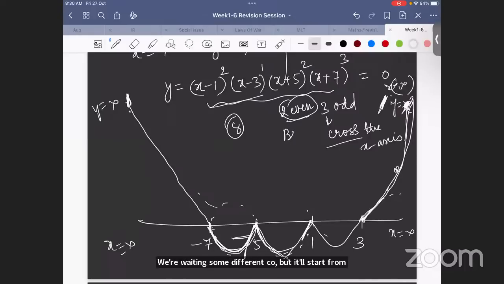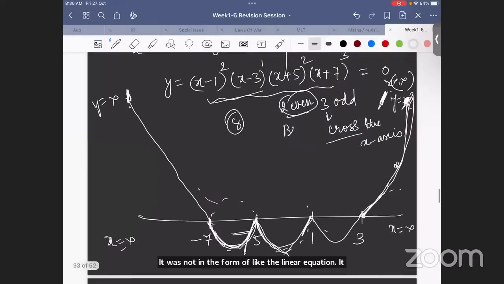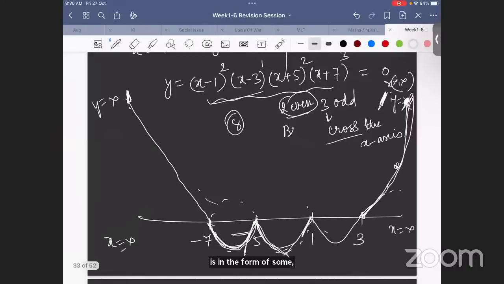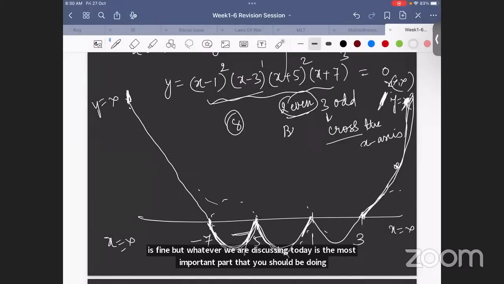Now let me know what the turning points are here. And this is important. Whatever you are reading is fine, but what we are discussing today is the most important part that you should be knowing. If you know these five turning points, you'll be able to solve all the exam questions. That I can tell you. It's 5 turning points, sir.